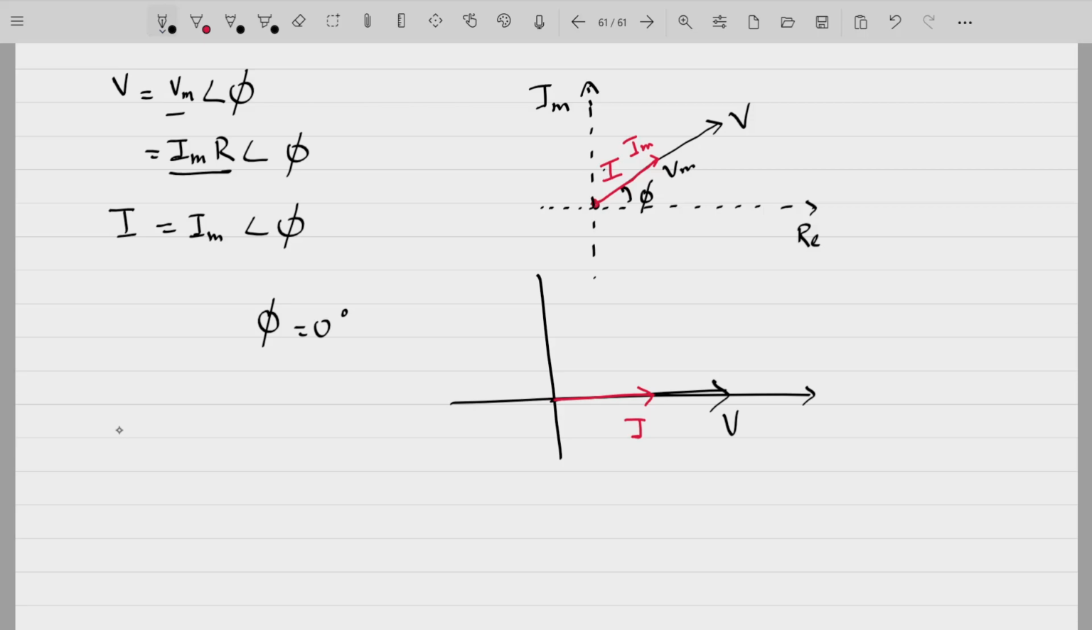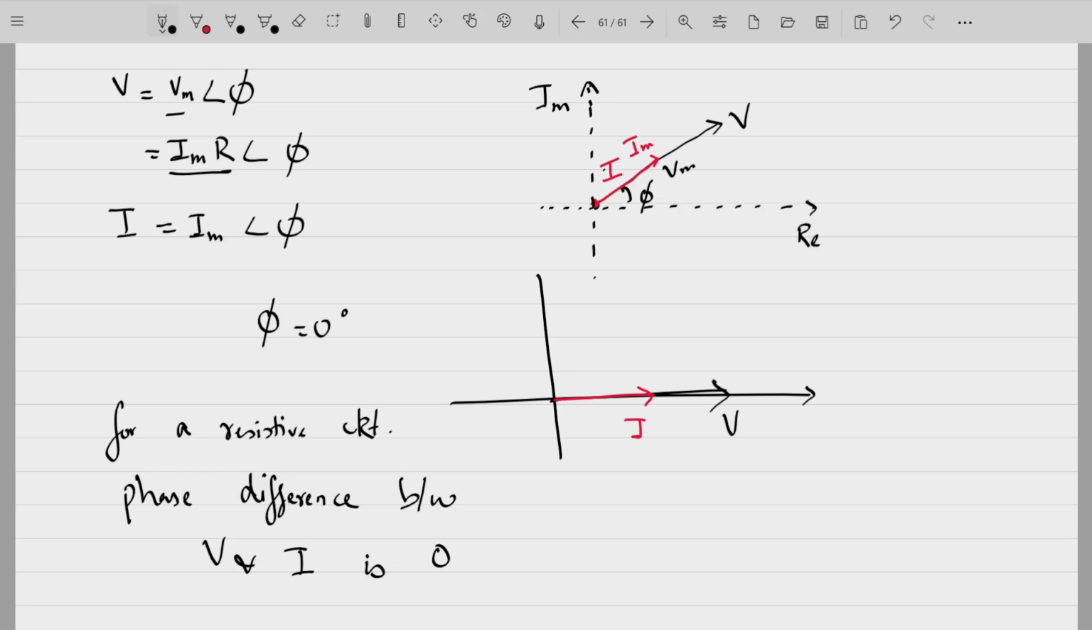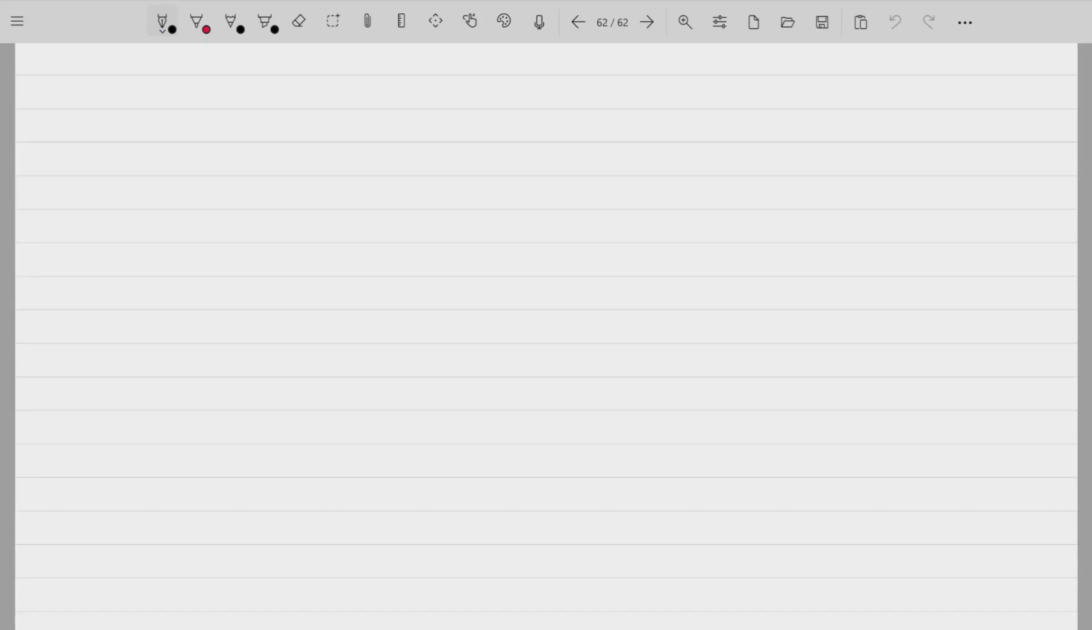So for a resistive circuit, the angle, or you can say the phase difference, between V and I is 0 degrees. Fine. So this is an important concept for a resistive circuit. The phase difference between V and I for a resistive circuit is 0 degrees. Moving on to an inductive circuit.